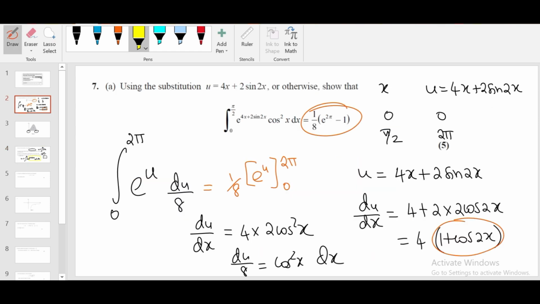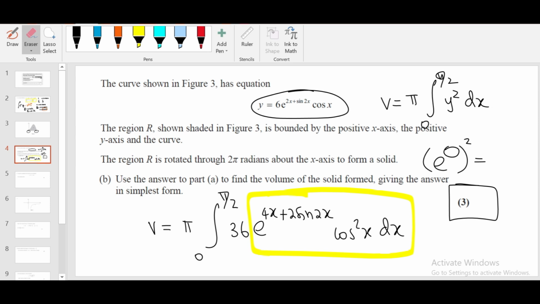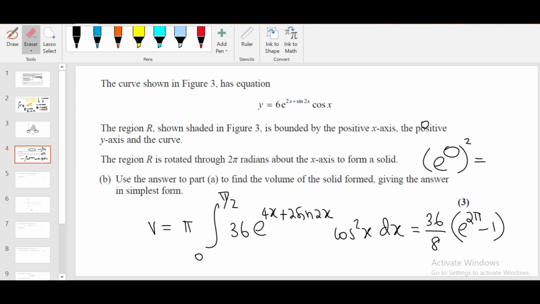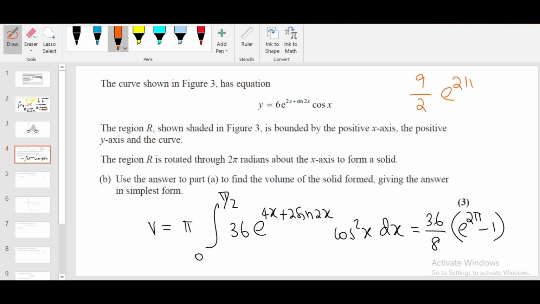Let's look at part A. Here you can see the integral from 0 to pi over 2 of e power this, with cos square, can be replaced by 1 over 8 times e power 2 pi minus 1. In this case, it's going to be 36 over 8 times e power 2 pi minus 1. Simplify 36 over 8: 9 fours are 36, 2 fours are 8, so 9 over 2 times e power 2 pi minus 1. That's all. That's why the question got only 3 marks.